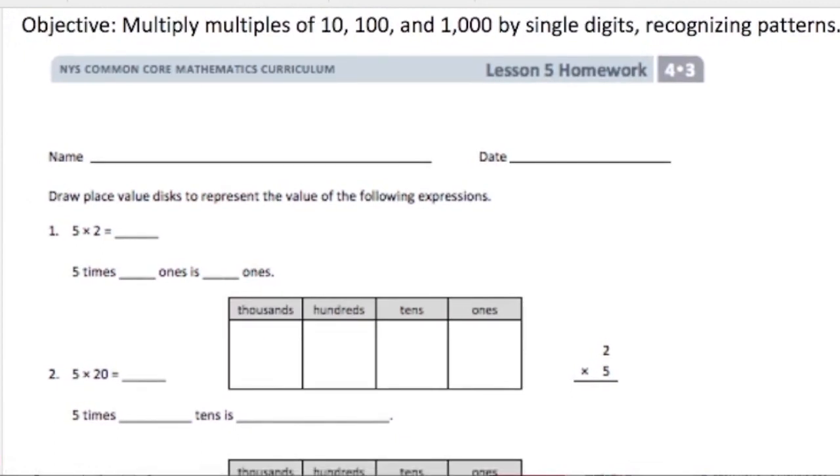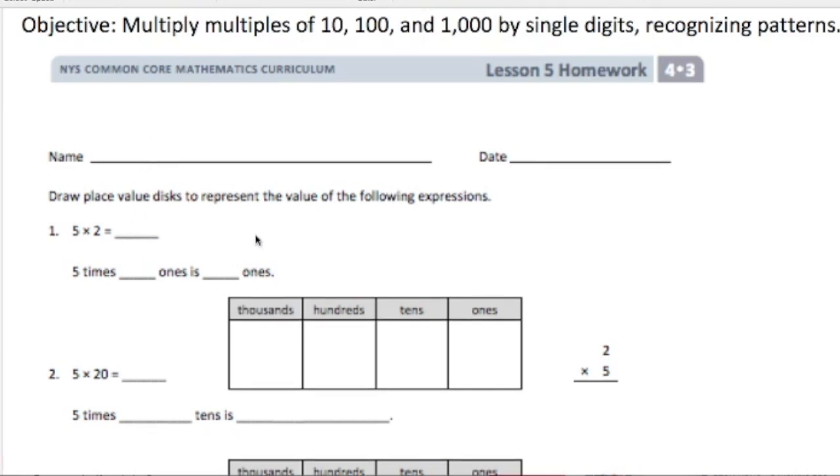All right, we have here, we are going to draw place value discs to represent the value of the following expressions. So we need to model them on the place value chart and fill in these blanks, writing the answer in standard form and unit form. And I'll show you what I mean by those two phrases in a moment.